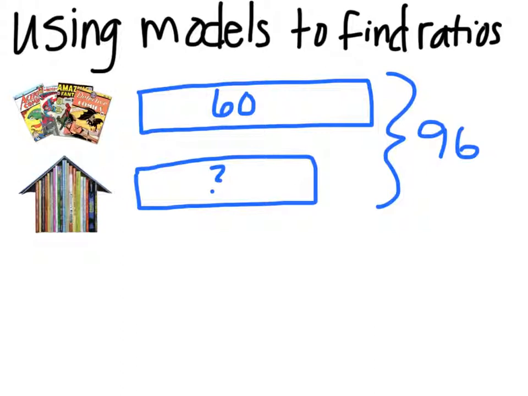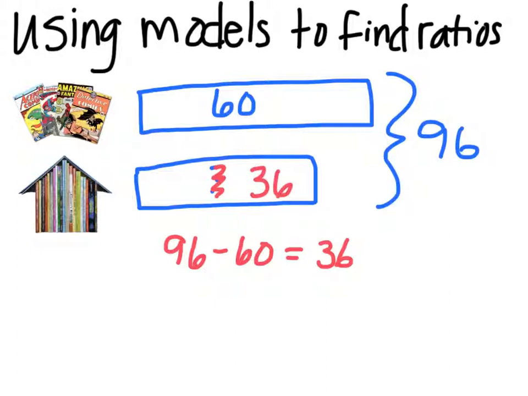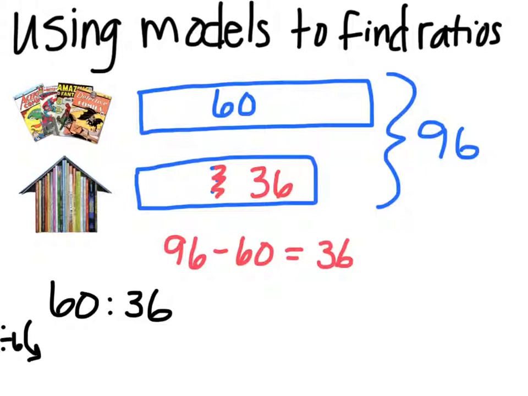So to solve for storybooks, we simply need to take 96 minus 60, which equals 36. So Amy has 36 storybooks. So the ratio of the number of comic books to the number of storybooks would be 60 to 36. Now we can see that this is not in simplest form. So we can divide both 60 and 36 by, well, let's start with 6. To give us a new ratio of 10 to 6.